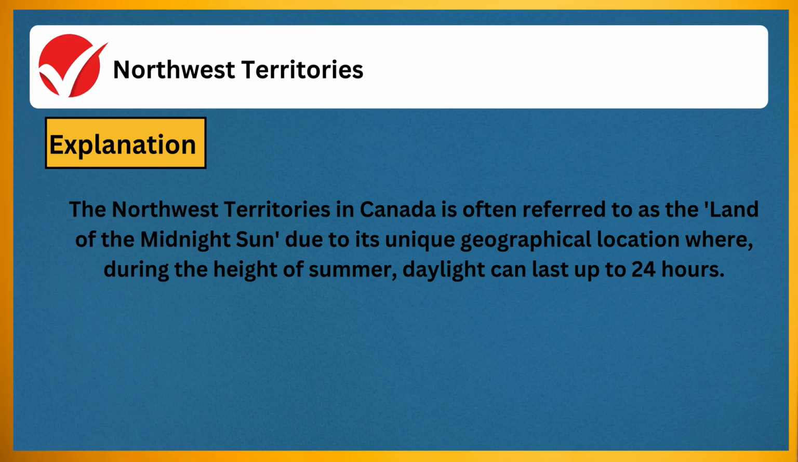The correct answer is Northwest Territories. Explanation: the Northwest Territories in Canada is often referred to as the land of the midnight sun due to its unique geographical location where, during the height of summer, daylight can last up to 24 hours.